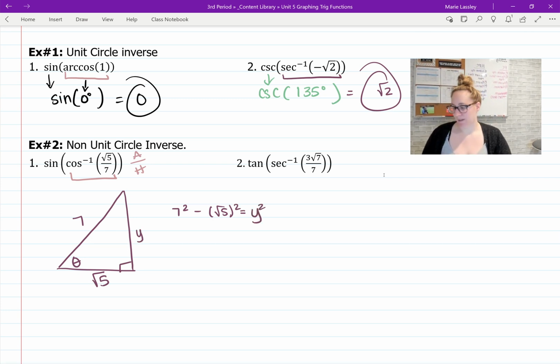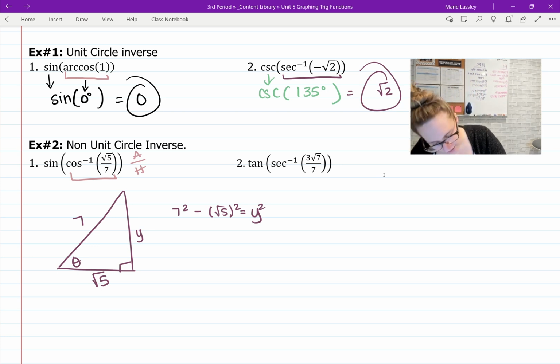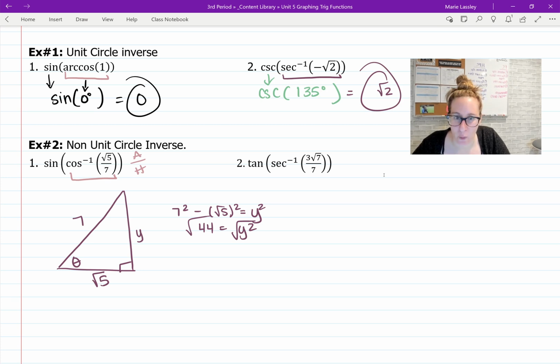All right, I'm gonna go to my trusty calculator. 7 squared minus root 5 squared, that's 44. All right, so this is 44. Take a square root of both sides. And yes, I do want you to simplify the square root of 44. So there is a perfect square that is in 44. It's 4. So this simplifies to 2 square root of 11.